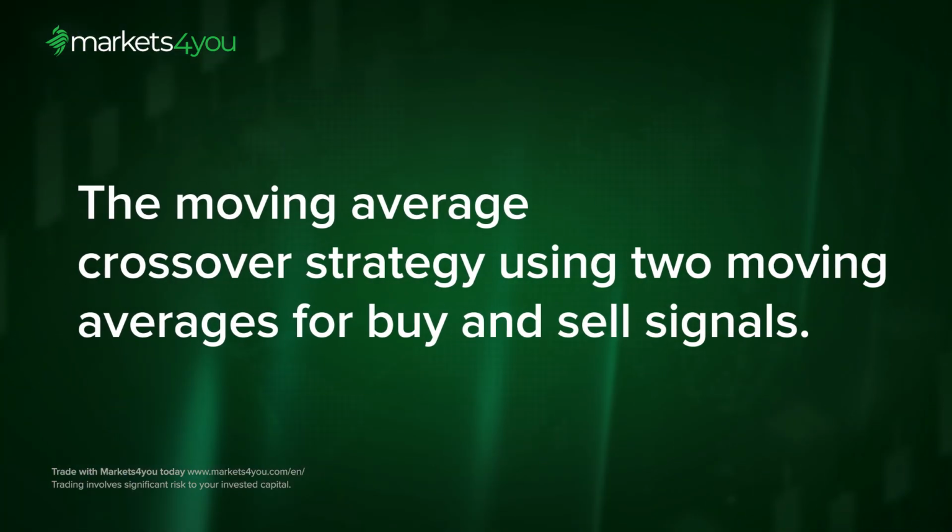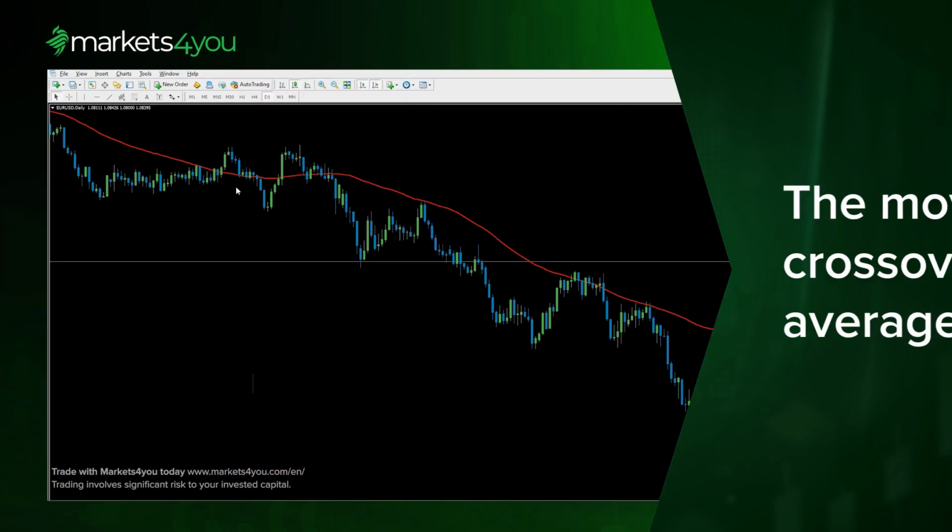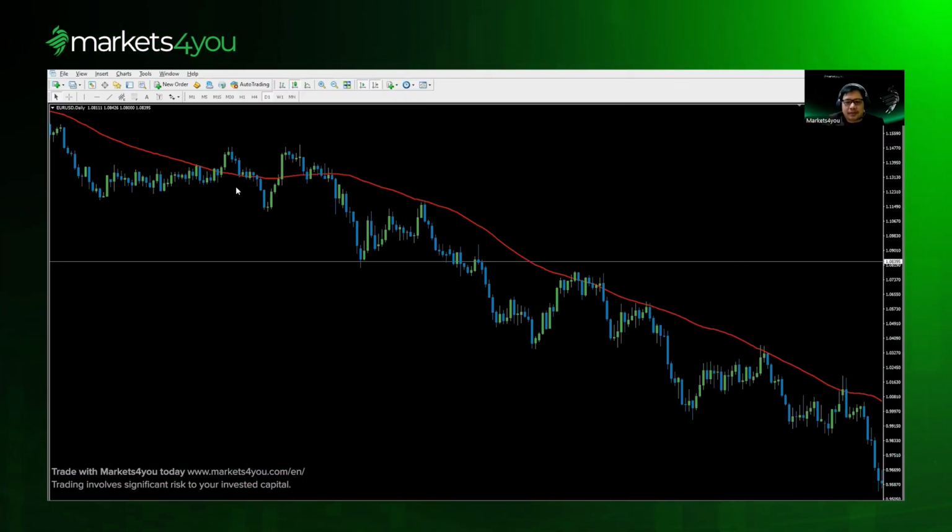Now let's move to the second trading strategy using moving averages: the two moving average strategy, or the moving average crossover. Let's set up and use the moving average crossover method, which involves two moving averages, a short-term and a long-term moving average, or we can say a faster and a slower moving average. In this example, we will use the 50 period SMA and the 200 period SMA.